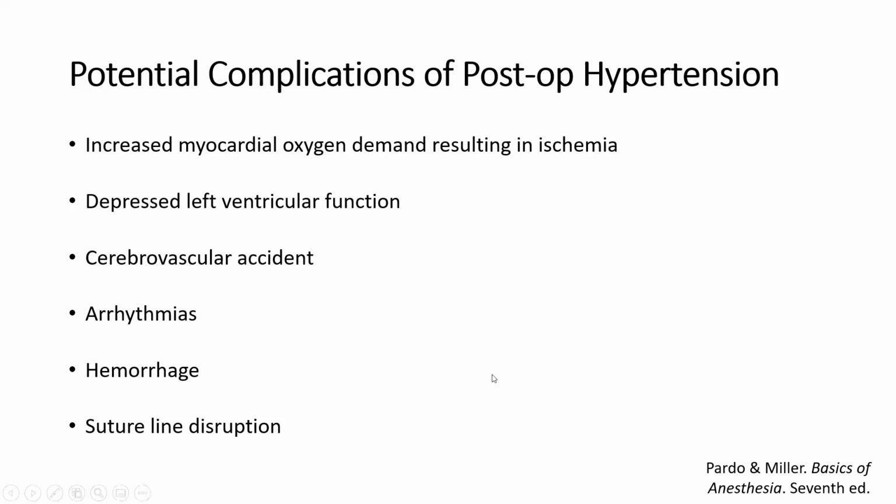And if it's not able to get enough oxygen to meet that demand, you can get ischemia, so you can get an MI. You can also get heart failure and depressed left ventricular function. You can have any variety of cerebrovascular accidents. You could have a hemorrhage, you could have an aneurysm burst, it can lead to arrhythmias, and you can also have the actual suture lines that the surgeons put in become disrupted, and that can lead to a whole host of other problems, not just bleeding.